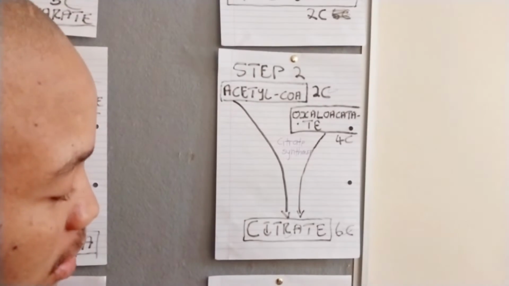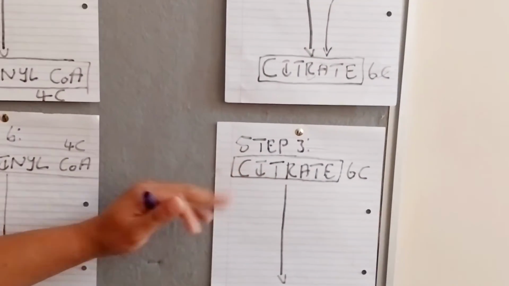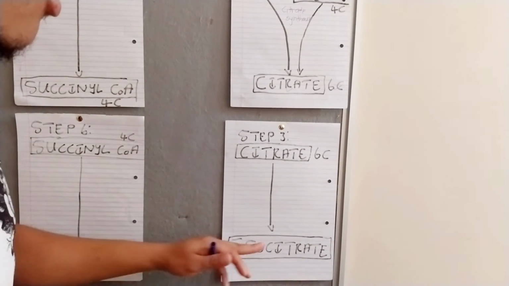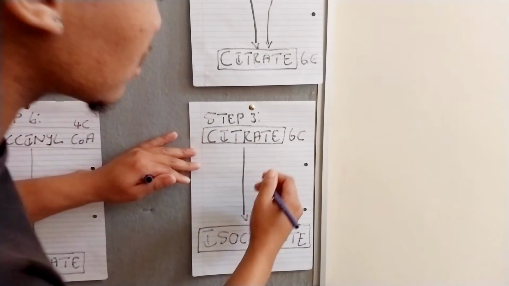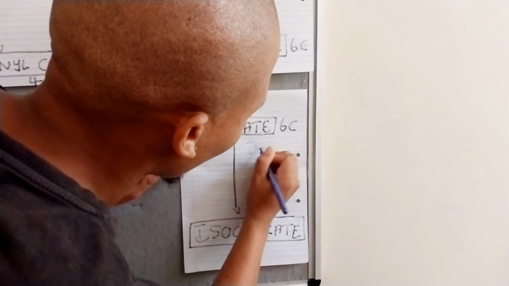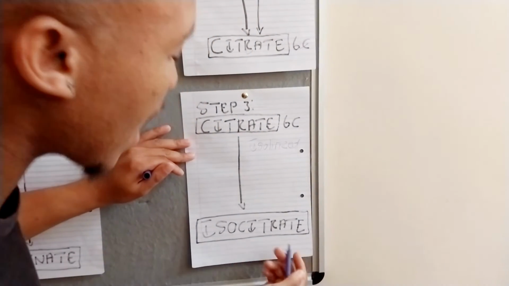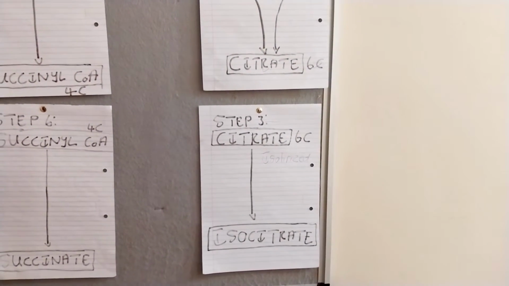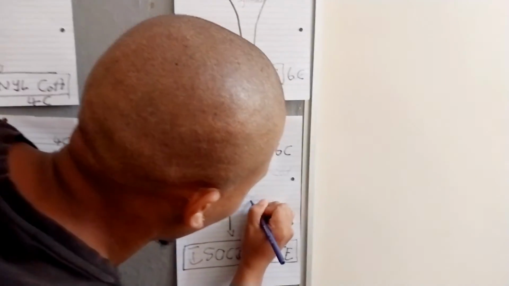Moving to the third step of this process, we're going to talk about citrate being converted into isocitrate. What occurs here is that citrate is isomerized into isocitrate, and this occurs under an enzyme called aconitase.